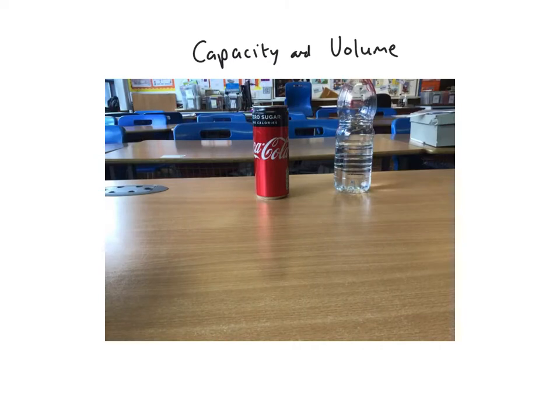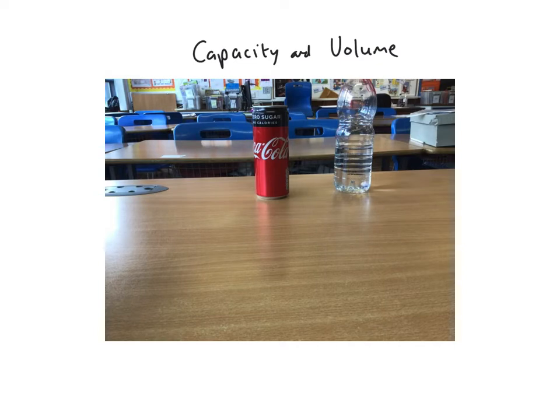So we can say that the capacity of the can is 330 millilitres and the capacity of the water bottle is 500 millilitres. The can has the capacity to hold 330 millilitres. That's how much it can hold before it gets full. And the water bottle has the capacity to hold 500 millilitres.